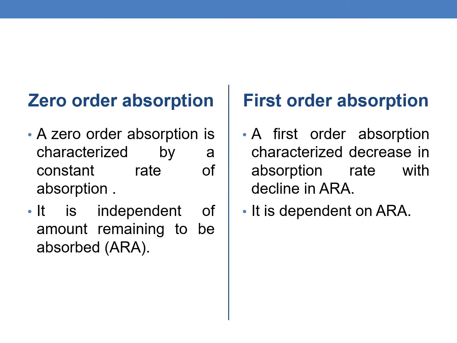What is the basic difference between zero order absorption and first order absorption? Zero order absorption is characterized by a constant rate of absorption, and it is independent of the amount remaining to be absorbed. This is an important term, ARA, amount remaining to be absorbed. Whereas first order absorption is characterized by a decrease in absorption rate with decline in ARA. So first order absorption is dependent on the amount remaining to be absorbed, ARA.